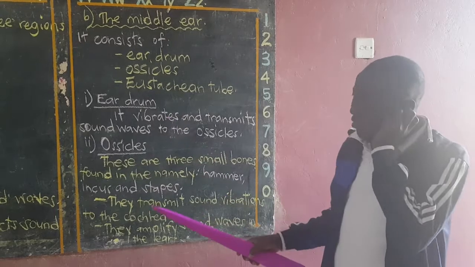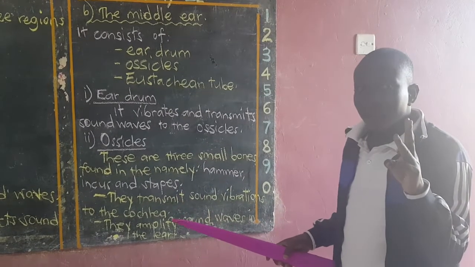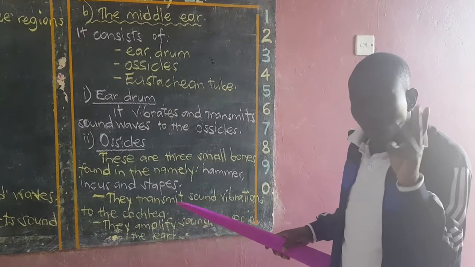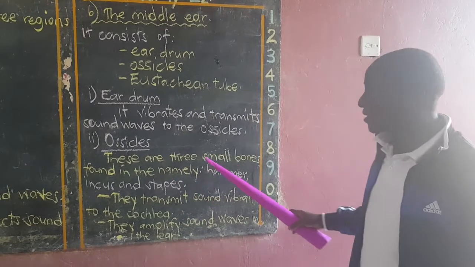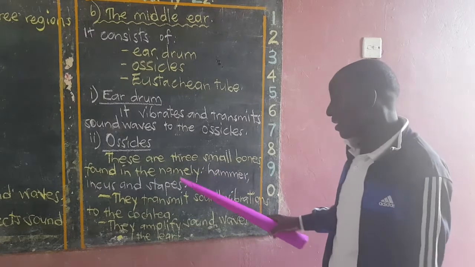Ossicles are three bones found in the ear. In your ear, there are three small bones. They are called ear ossicles, or simply ossicles. These are three small bones found in the ear.